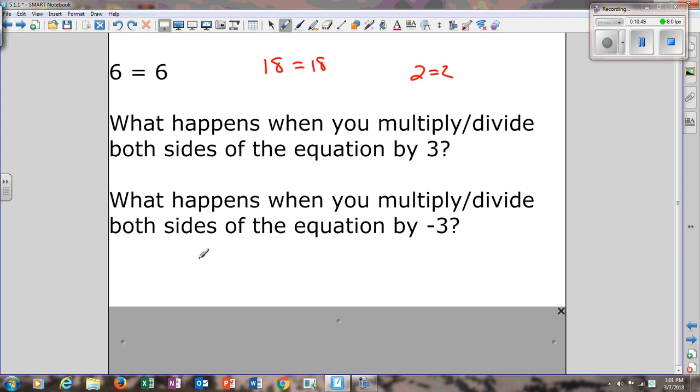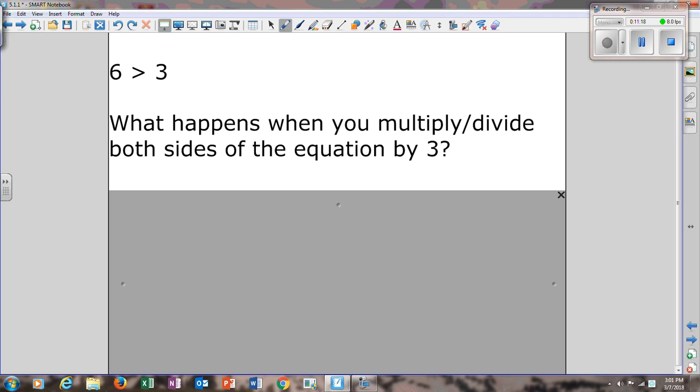6 times negative 3 gives you negative 18. And then it's going to be the same thing on the other side. If we divide, it does the same thing. It's negative 2 equals negative 2. So for equations, we've never had to really worry about what happens when we're multiplying or dividing by a negative number. Inequalities are going to be a little different for us. What happens changes.